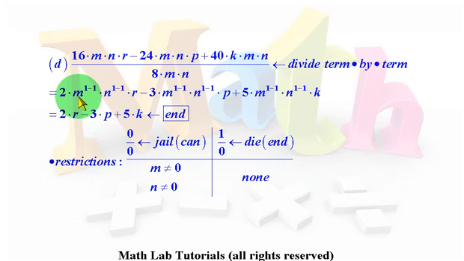Recall that m to the power 0 is 1 if and only if m is not equal to 0. n to the power 0 is 1 if and only if n is not equal to 0. And the same holds true over here. So we have a cancellation restriction. And at the end, we get over here 2r minus 3p and then plus 5k. And that's the reduced form.